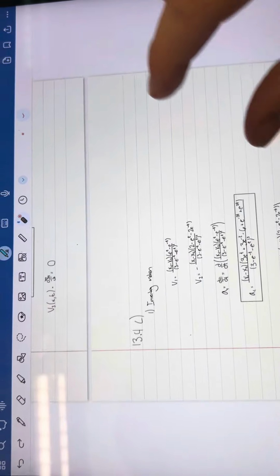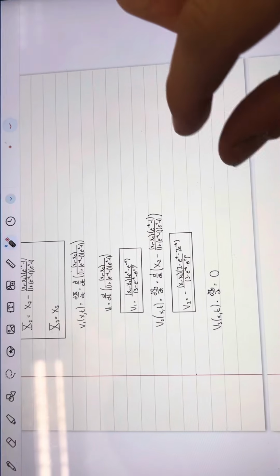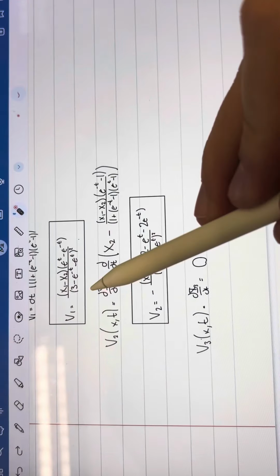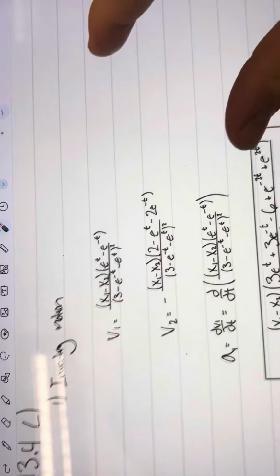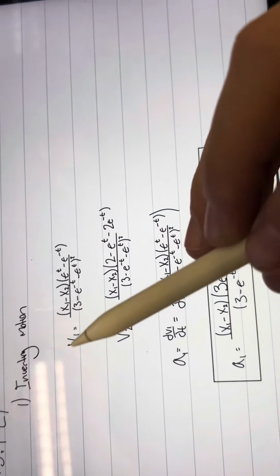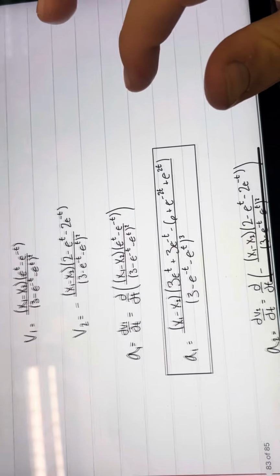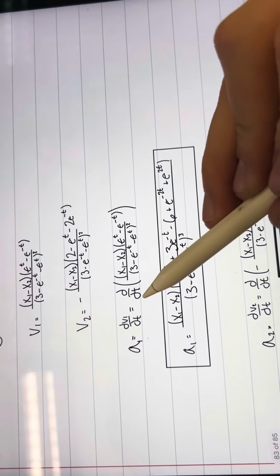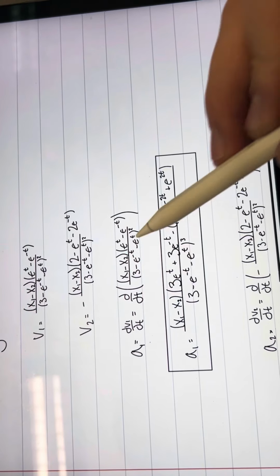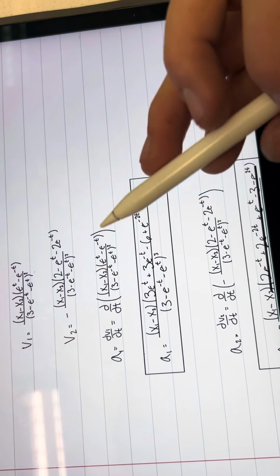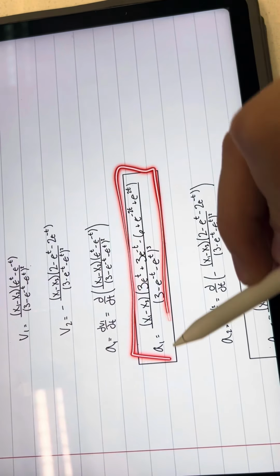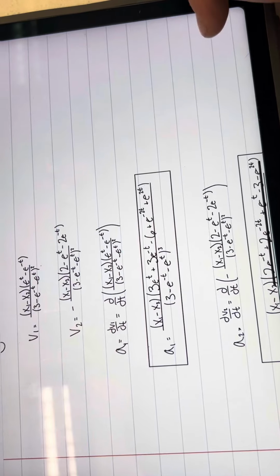So in the previous part, these are the velocities we ended up getting: v1, v2, v3. And continuing with that right here, I'm going to focus on v1 and v2. To get the acceleration a1, we're really just going to take the derivative, very similar to how we've done it in the past. And putting that into a derivative calculator spits out this derivative right here.